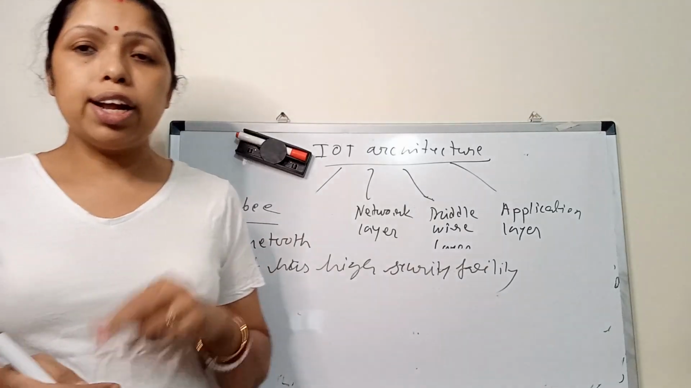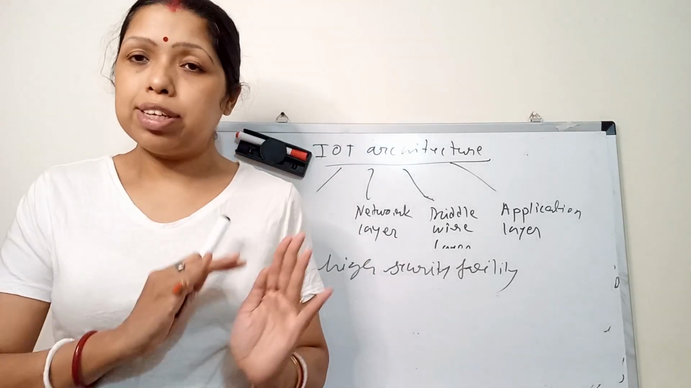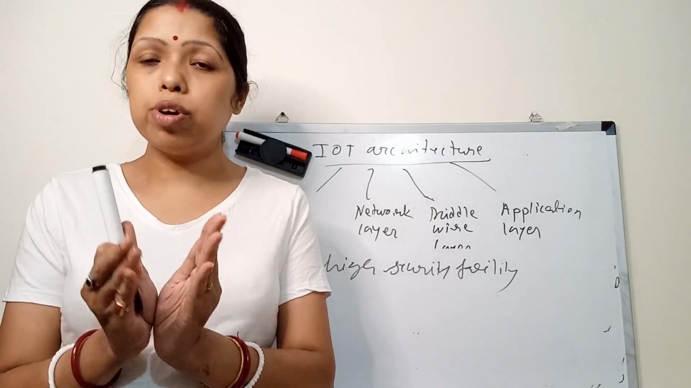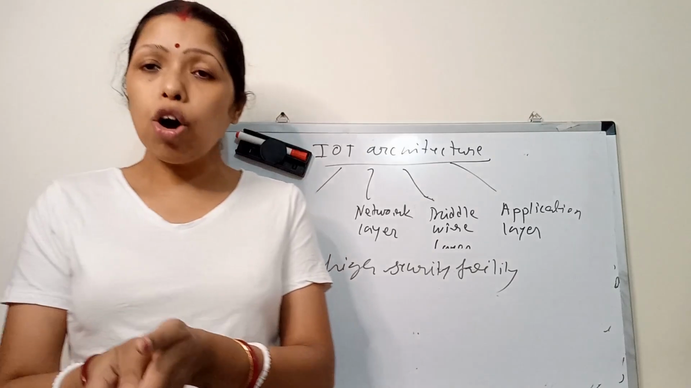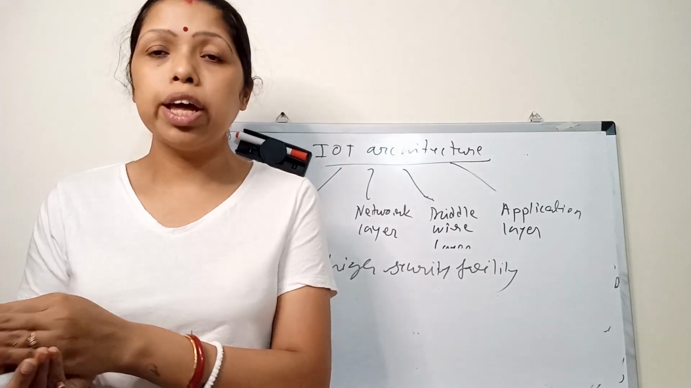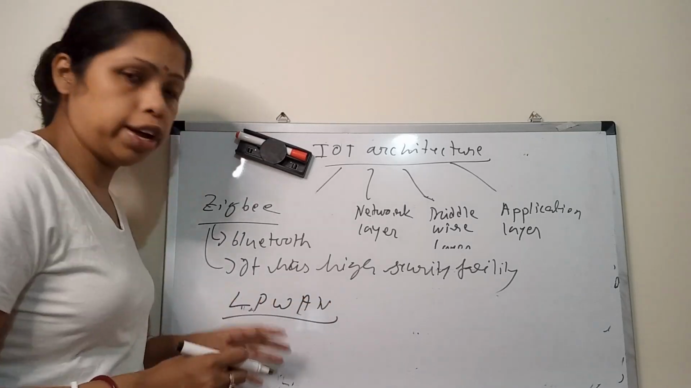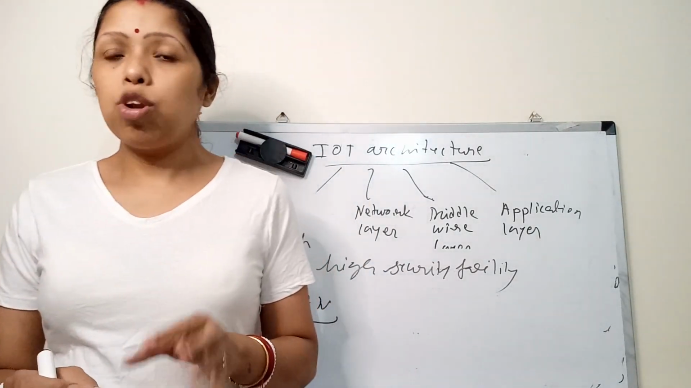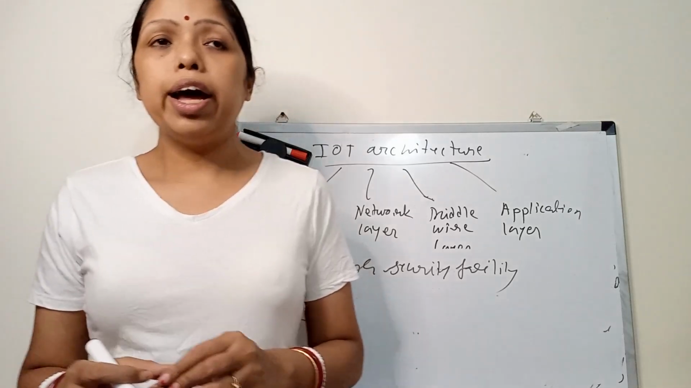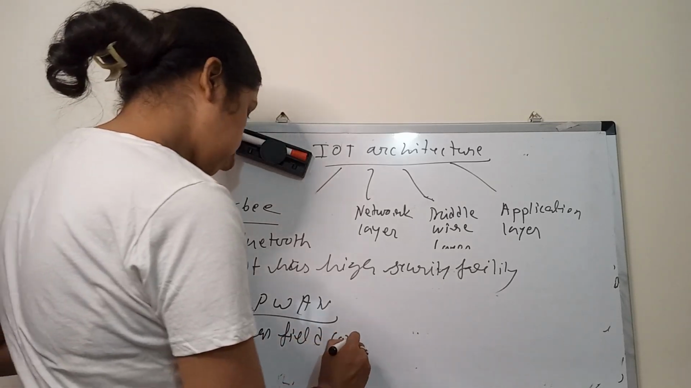Apart from that, another is the low power wide area network. This is similar to Wi-Fi connectivity, but you can use it for long distance and low power communication, and it also has a long lifetime. So the low power wide area network, LPWAN, has a long lifetime, low power consumption, and you can use it for long distance communication. And next is near field communication.